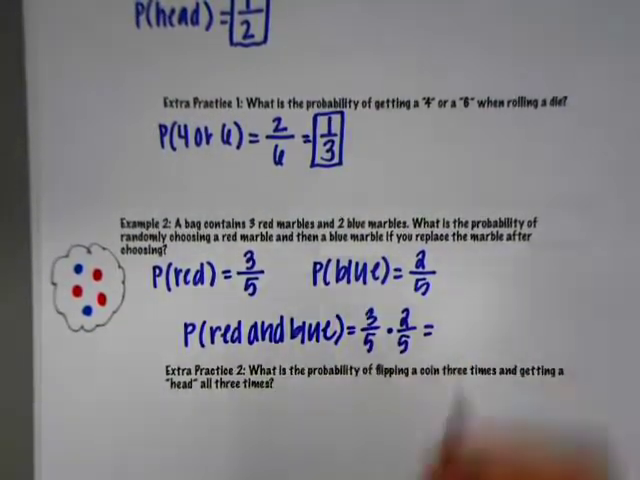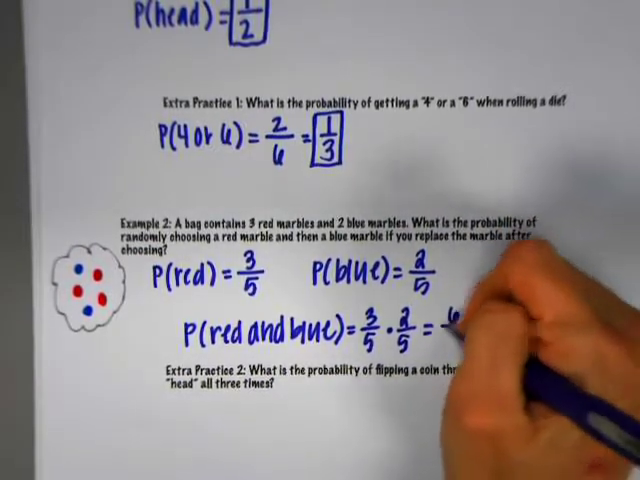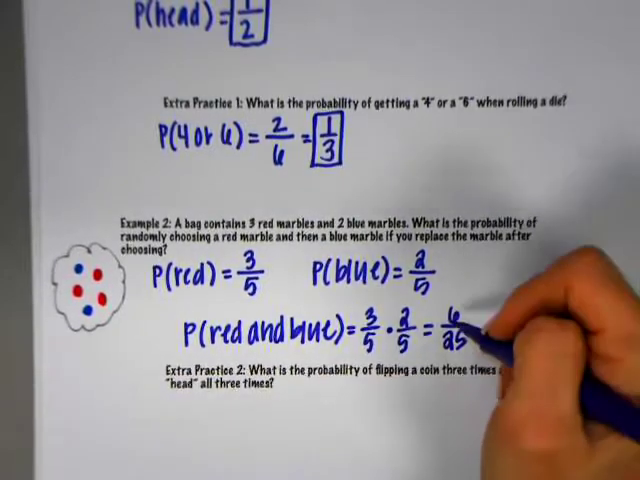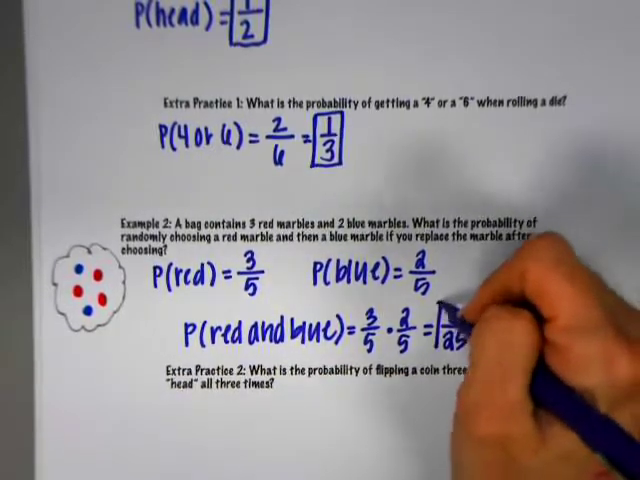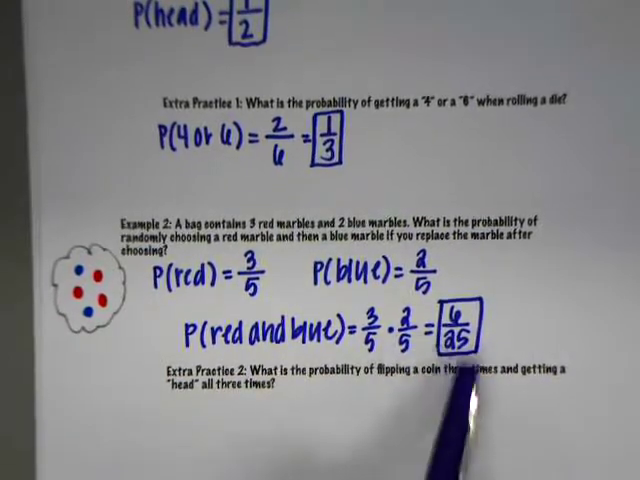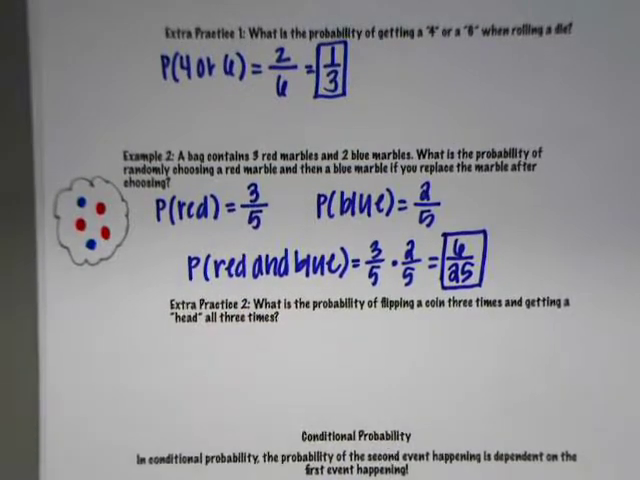So what's that going to make? 6 over 25. Can you reduce that or no? No. Does that make sense? The reason it's less likely is that the probability of getting them in that order, a red one first and then a blue one, is less likely than any other order. All right, try the next one.